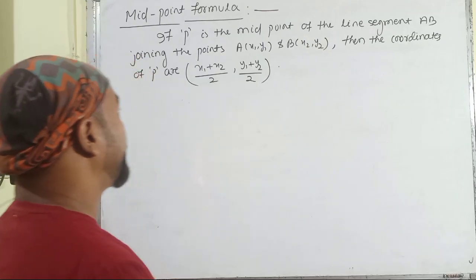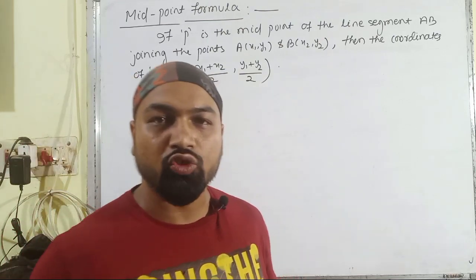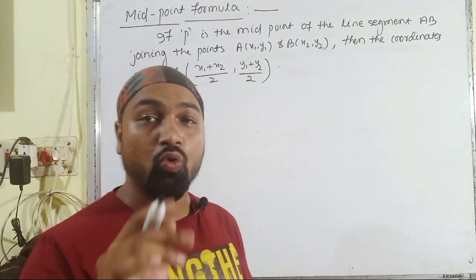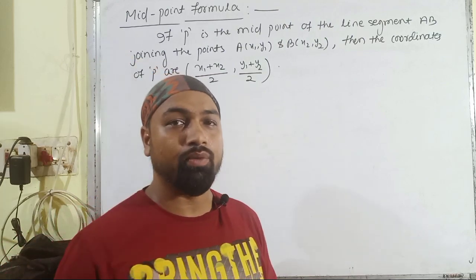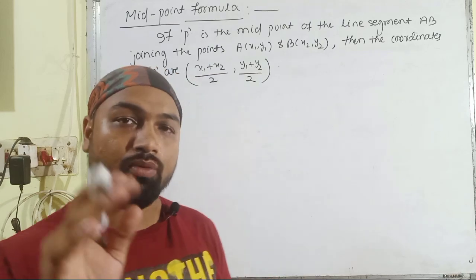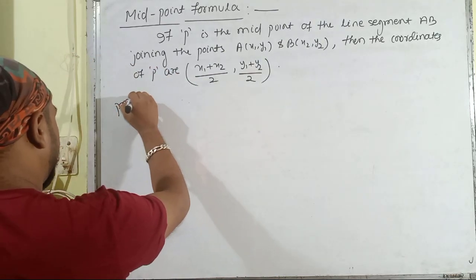So here it is, the midpoint formula. If P is the midpoint of the line segment AB joining the 2 points A(x1, y1) and B(x2, y2), then the coordinates of P are defined as ((x1 plus x2) divided by 2, (y1 plus y2) divided by 2). Let us prove it.